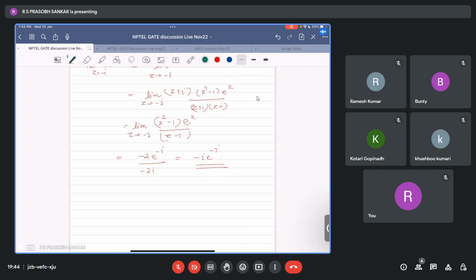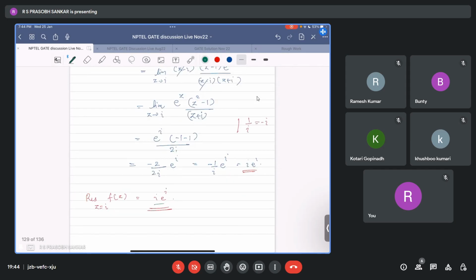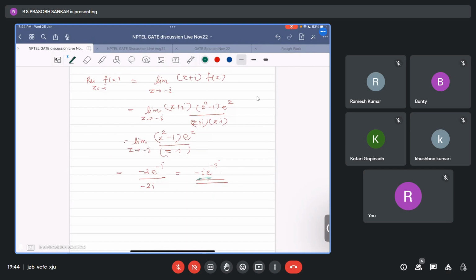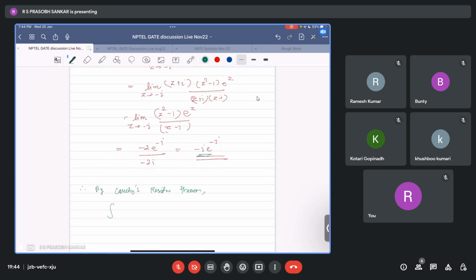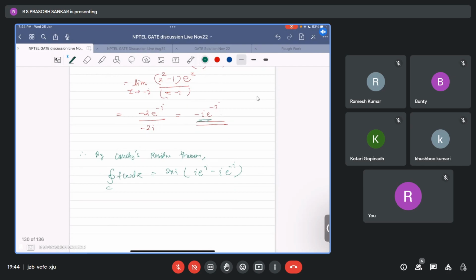So, therefore, we now know the residues of both these functions. We have found the residue of the first one is this thing, and the residue of the second one is this thing. Therefore, by Cauchy's residue theorem, the integration over C of f(z) dz is 2 pi i times the sum of residues. So that is i e^i minus i e^(-i). Correct, no? Up to here, any doubts? Continue, right?